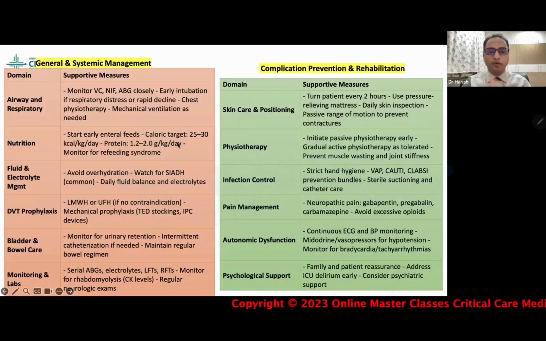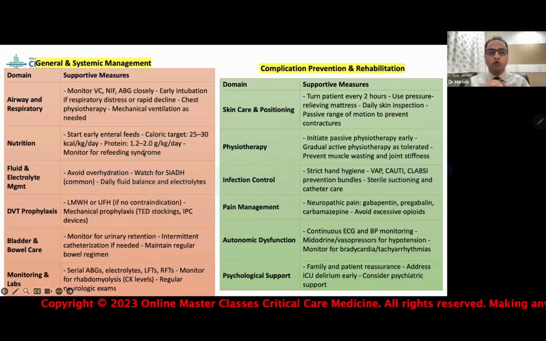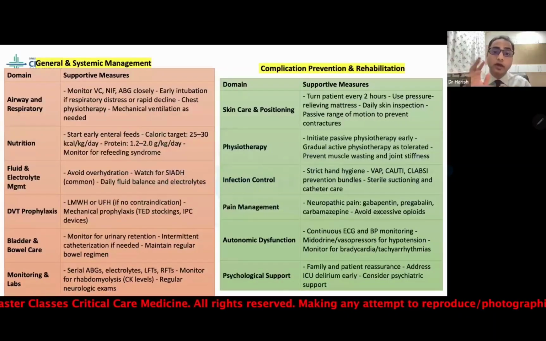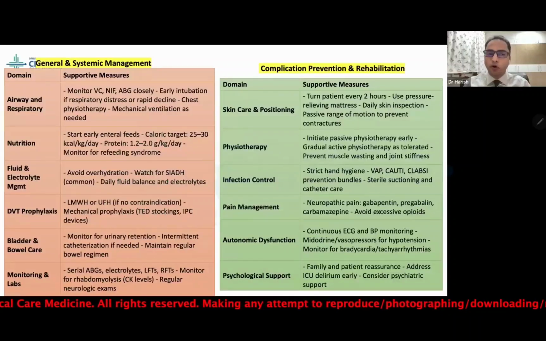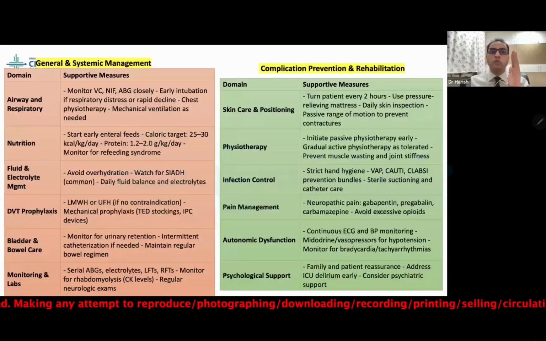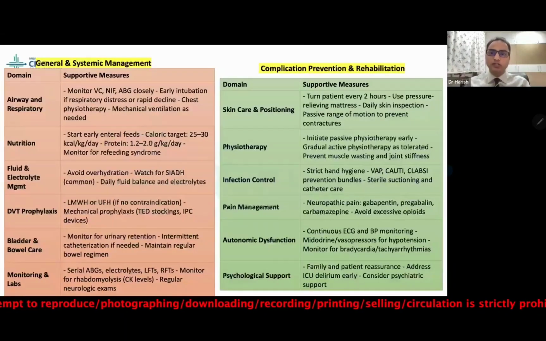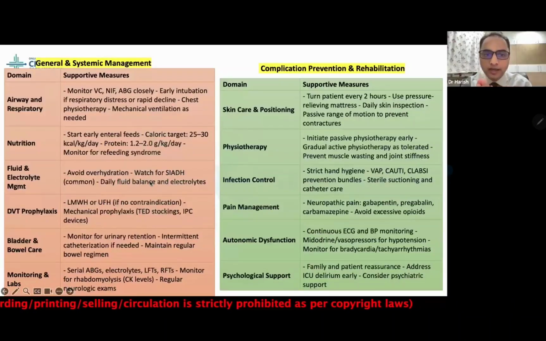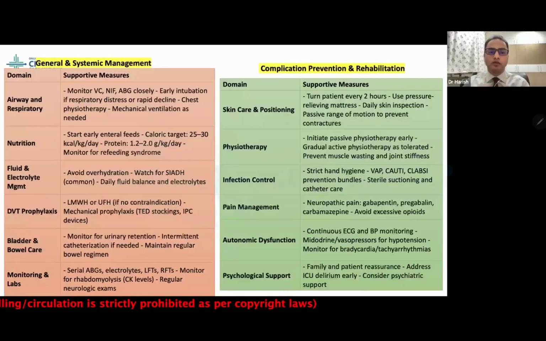Calorie target is 25 to 30 kilocalories per kg per day. Protein at least around 1.2 to 2 gram per kg per day. Monitor for refeeding syndrome if the patient was kept NPO for a prolonged time because of the worry about the airway and all. So remember, your viva may get stuck at the level of nutrition itself. Very very important. Fluid electrolyte management: avoid overhydration, watch for SIADH, that is hyponatremia.